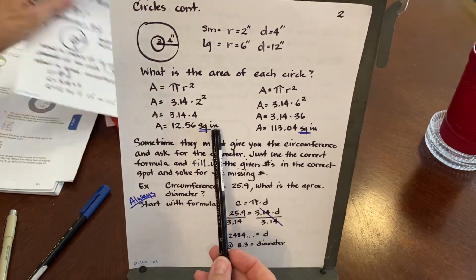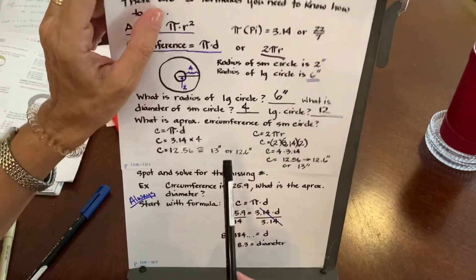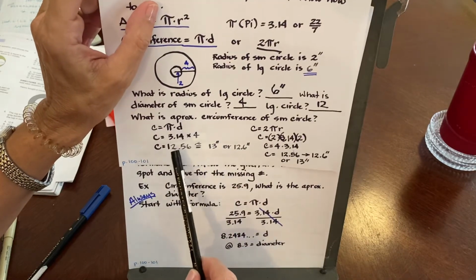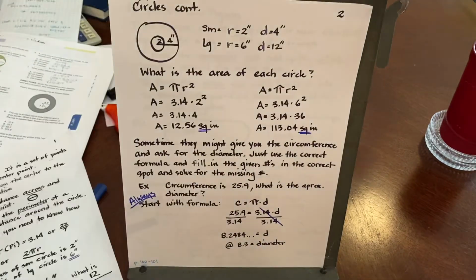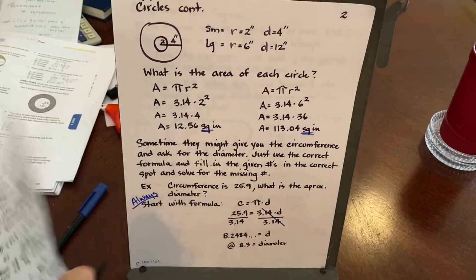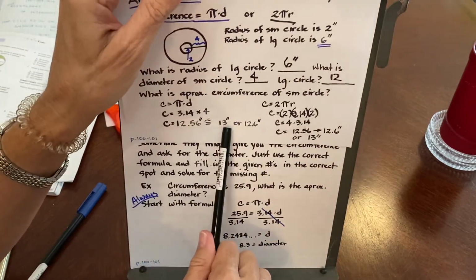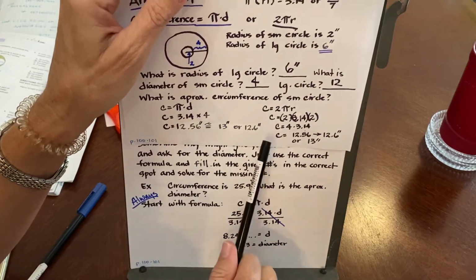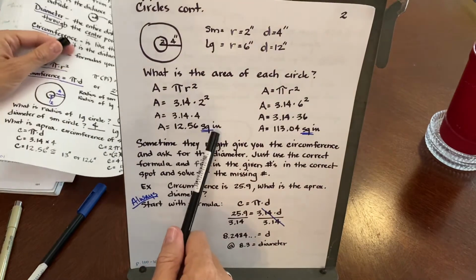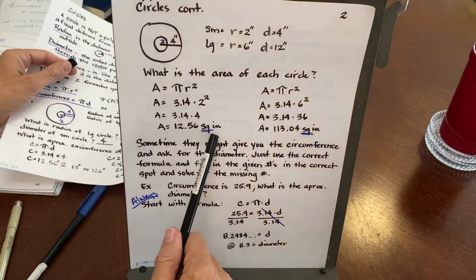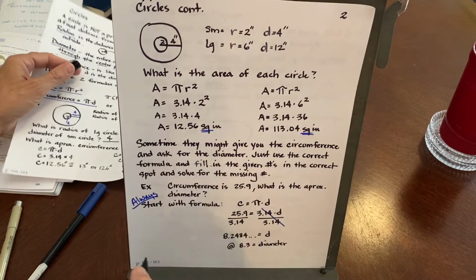A moment ago, and I did not say this, and I'm sorry, all we got was 12.56 inches or 13 inches, just straight inches. But now we're getting square inches or even inches squared. I could have the little exponent too.